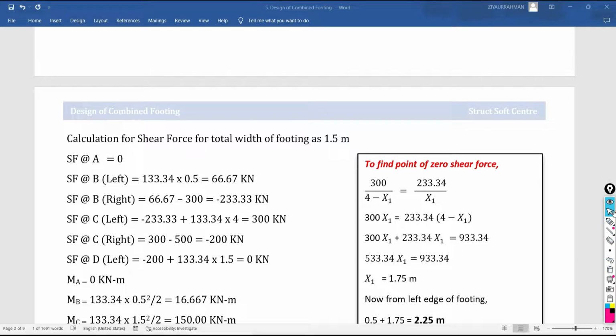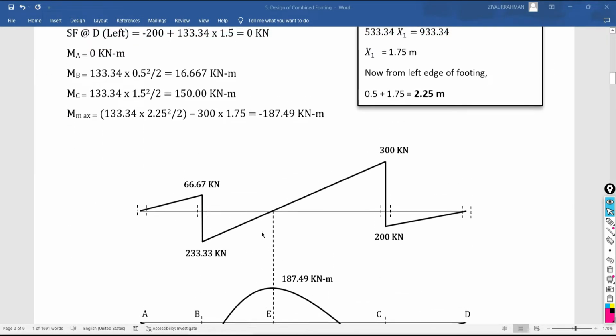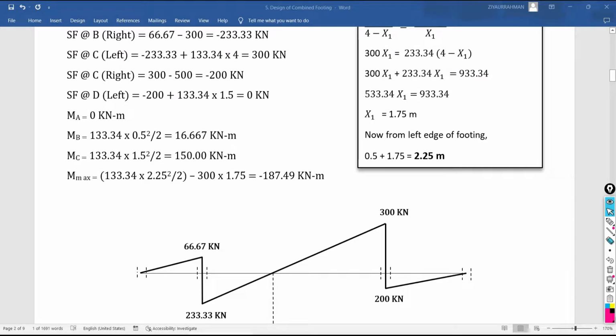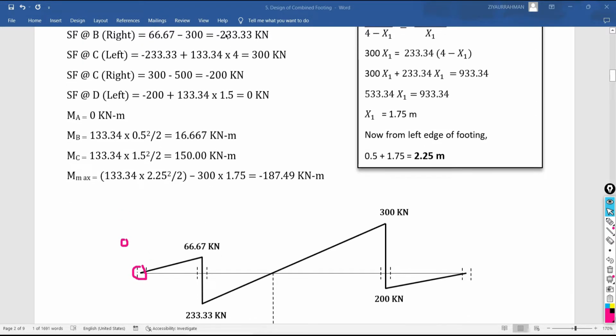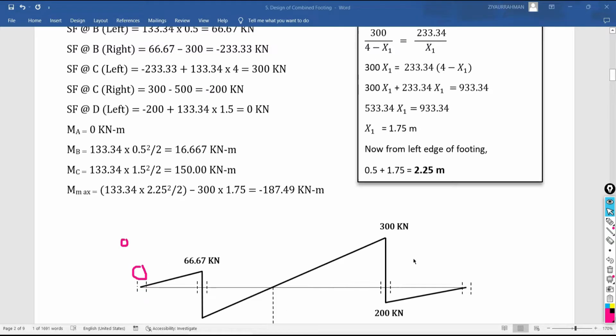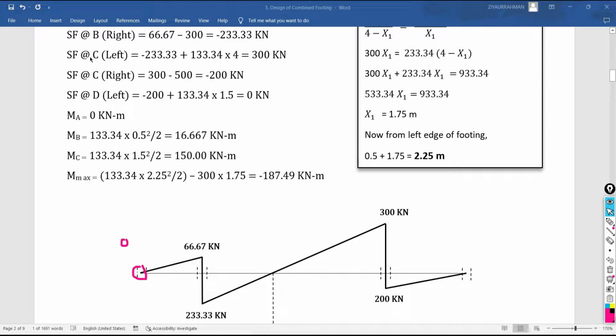As per all these resultant values of the shear force at different points, we are going to draw the shear force diagram. So here I am going to draw the shear force diagram. At A point the shear force is 0. At B point two values are there: one is the positive value 66.67, and at B the negative value is 233.33 kilonewton. Likewise for the C point, the left hand side has a positive value and the right hand side has a negative value, and at D point the value of the shear force is 0. In this way you have to do the calculation for the shear force, and accordingly you have to prepare the shear force diagram.